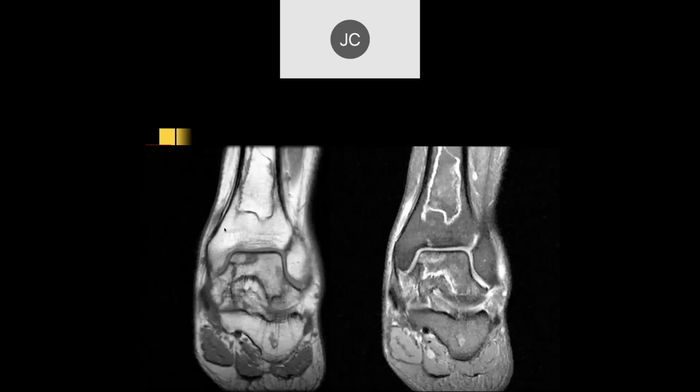Robert? Yeah, this one looks like another case of bone infarct in that distal tibia and probably the talus as well. Right. And I don't remember the diagnosis here. It was probably sickle cell disease, but I'm not sure.